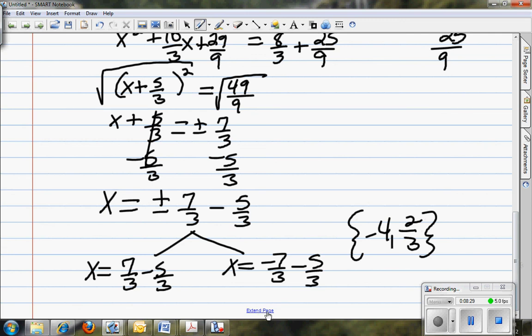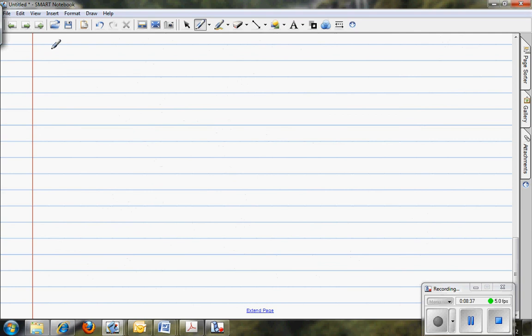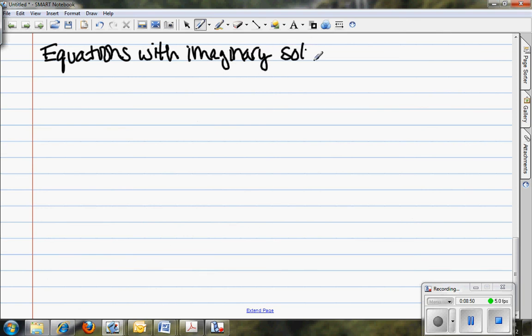Let's go ahead and do these last 2 more examples, and this is when your equations are going to end up with imaginary solutions. So the letter i is coming back into play. So these are equations with imaginary solutions. Still, we're solving by completing the square. So our example is x squared plus 8x plus 22 is equal to 0.